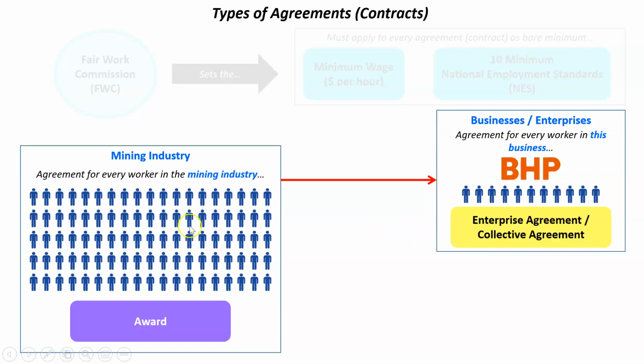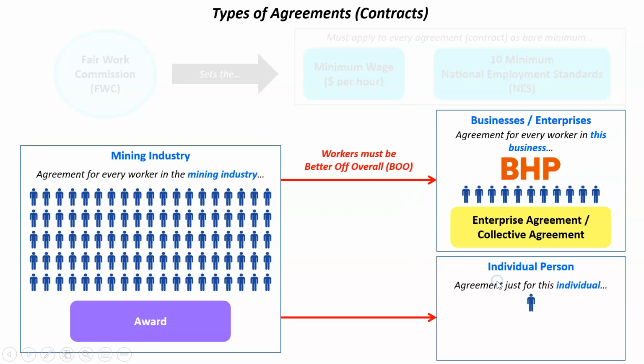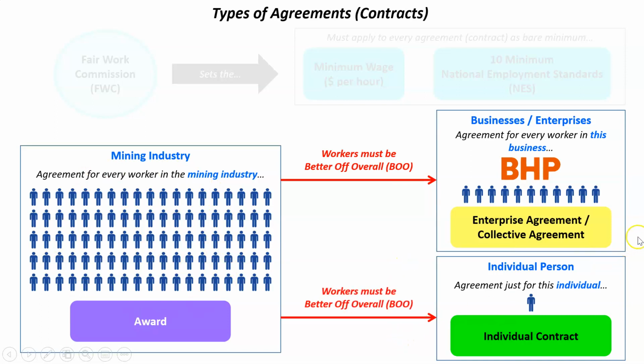Now, if you take your workers out of this big pool called the award and put them on your own contract, those workers have got to be better off overall. It's got to pass the BOO test. But then you might have an individual worker that you want to have just a contract for them. That is called an individual contract. And again, if you take them off the award, that's got to pass that better off overall test.